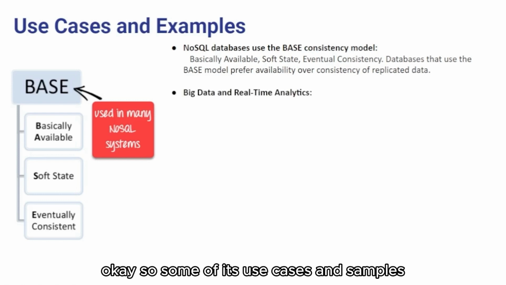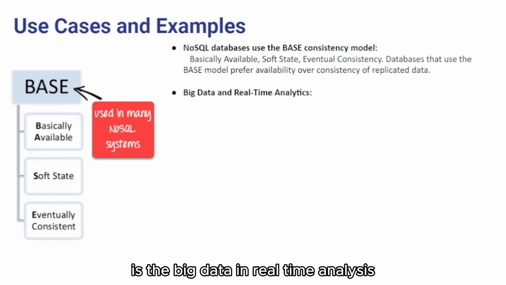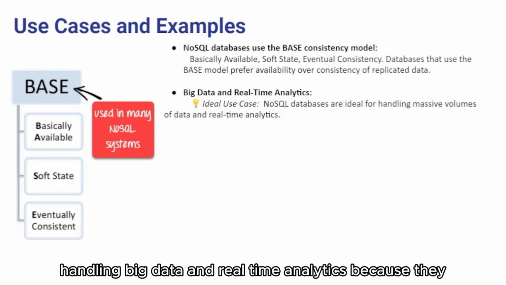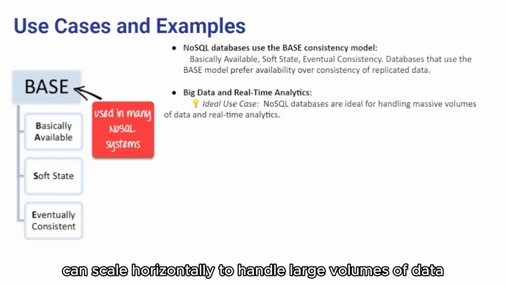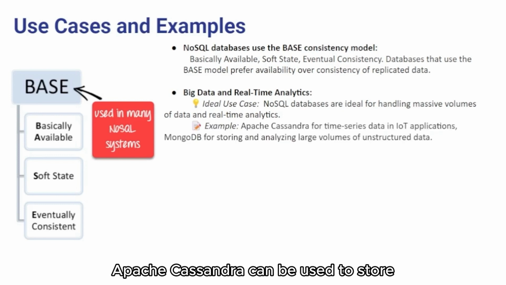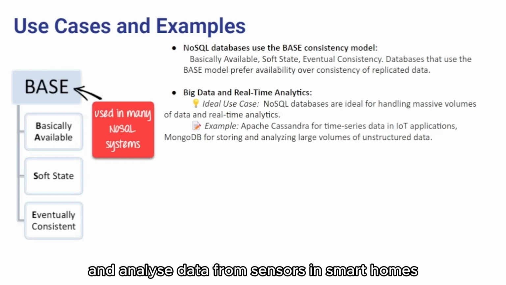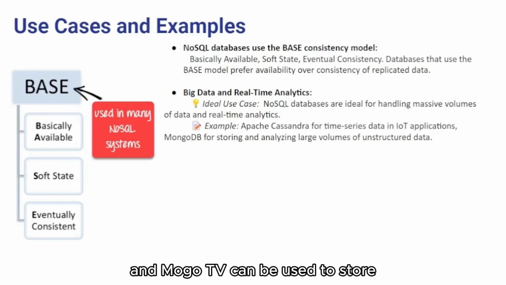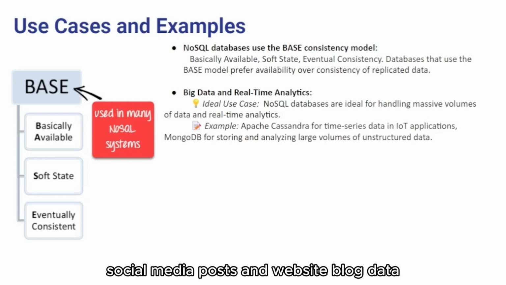Okay, so some of its use cases and examples: first is big data and real-time analysis. NoSQL databases are well suited for handling big data and real-time analytics because they can scale horizontally to handle large volumes of data and can process data in real time. This makes them ideal for applications such as IoT, social media, and financial trading. For example, Apache Cassandra can be used to store and analyze data from sensors in smart homes and smart cities, and MongoDB can be used to store and analyze customer reviews, social media posts, and website log data.